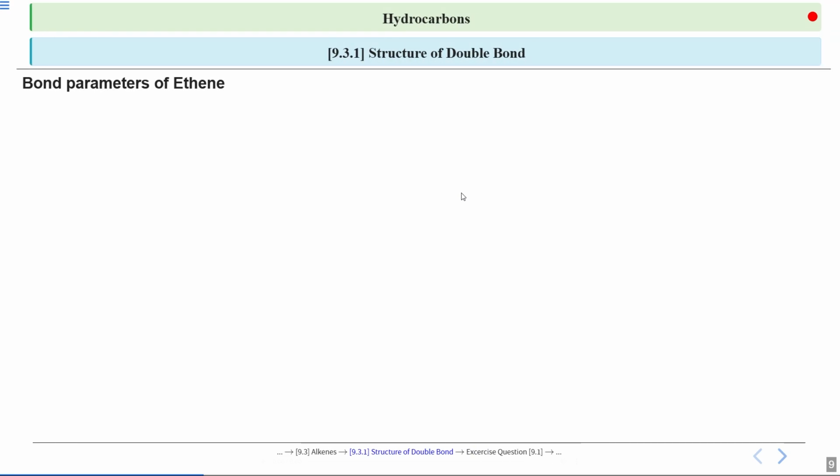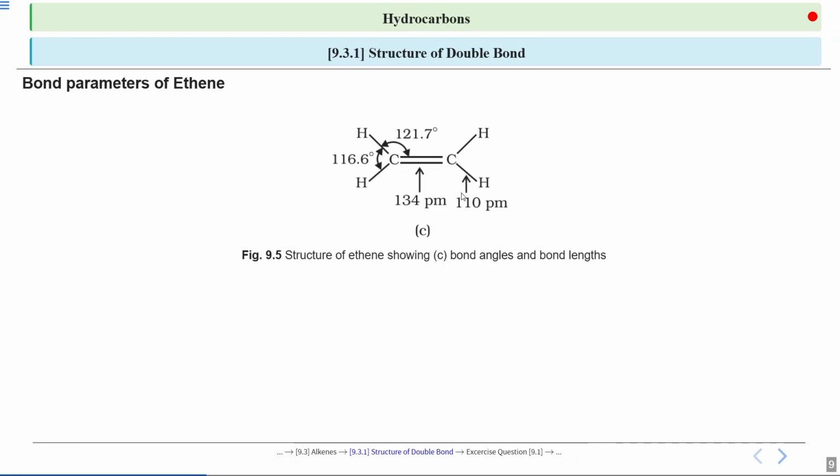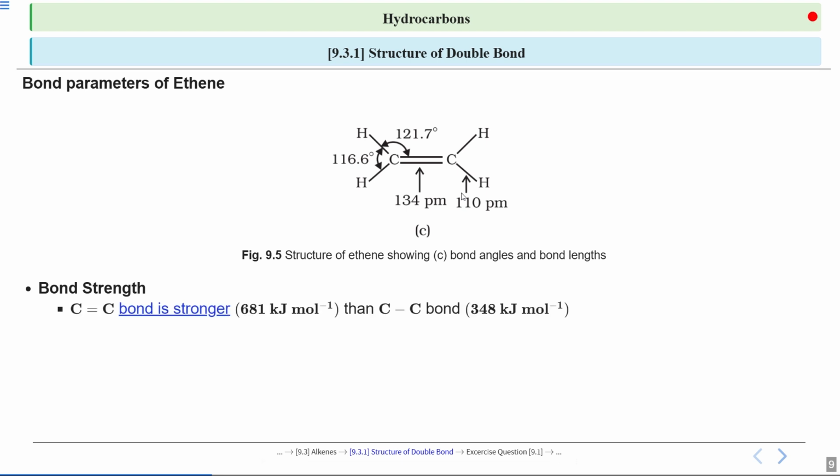So, continuing with the bond parameters of ethene. Now this was the image. Some part of this has been already discussed. Now we will discuss the bond strength. What can be said about the bond strength? So the C=C bond in ethene is stronger than a C-C single bond.